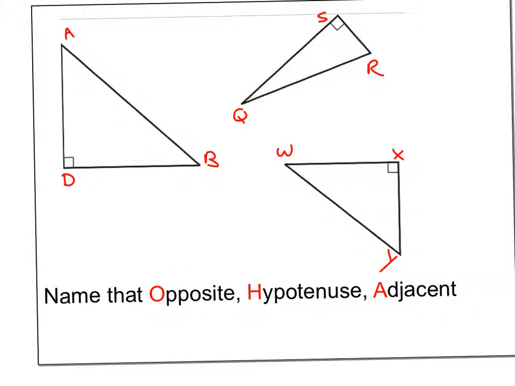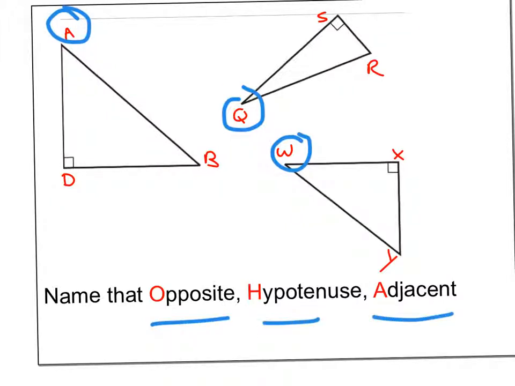So before we begin, we're going to put the first letter here, alphabetized A. I'm going to circle that. QRS, I'm going to circle the Q. And WXY, I'm going to circle the W. So this little activity here is just naming O's, H's, and A's for opposite, hypotenuse, and adjacents. So why don't you do that really quickly and draw these pictures, pause the video, and then I'll give you the answer in a moment to see if you're correct.